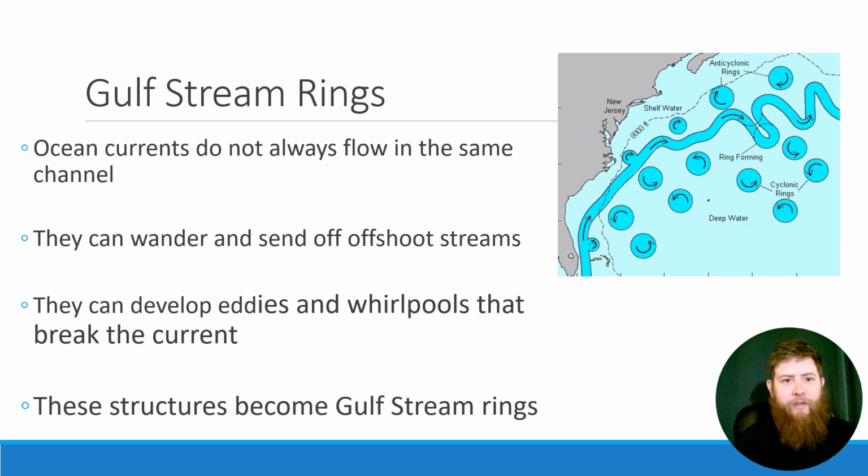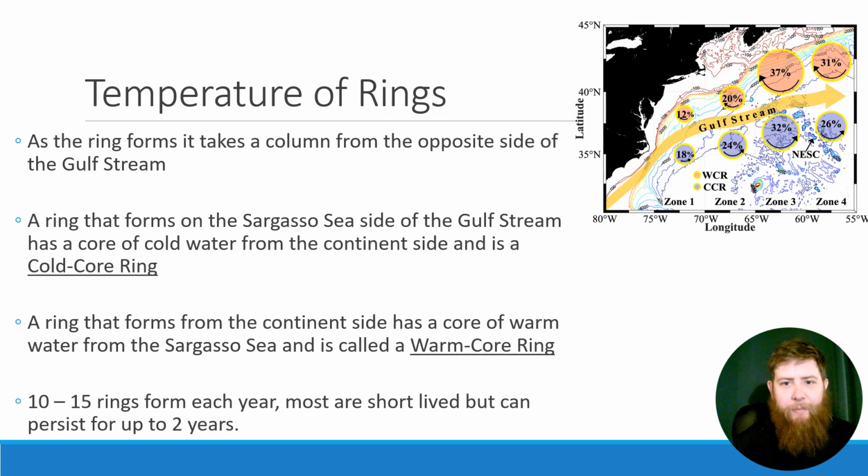So, Gulf Stream rings. Like any other current, if you're watching a river and you see a little eddy forming, or you see it flow a different way really quick, ocean currents do the same thing. They don't always flow in the same channel. They wander off, they send off offshoot streams, they have these weird meander-looking things going on. They have eddies and whirlpools, sometimes right on the main current itself. When this happens, these break off the current and are called Gulf Stream rings. There are two types of Gulf Stream rings, and they're determined based on their temperature.